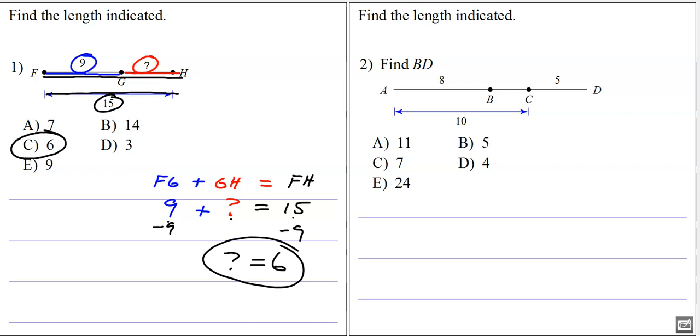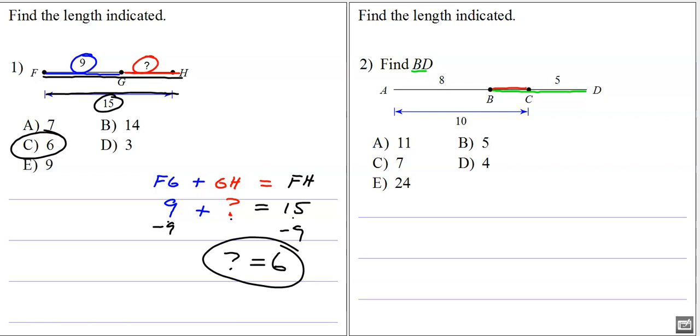Moving on to number 2, find BD. So it's kind of important. This one's a little bit trickier. BD is the distance from here all the way down to there. So kind of looks like what we need is we're missing BC. Once we get BC, we could then add the 5 to it and have BD. So let's see if we can get a clue from somewhere else.